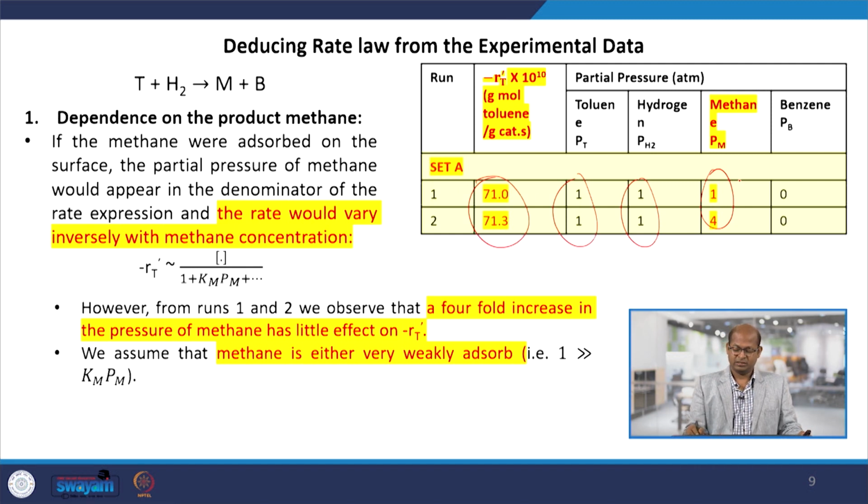Then the rate changes this way. If the partial pressure of methane changes 4 times, the rate does not change significantly, just slightly. So, we can say that the rate law would vary inversely with methane conversions. If we vary partial pressures, there is some change, though not significant. A 4-fold increase in the pressure of methane has little effect on the rate. So, methane either adsorbs very weakly or we can say this.